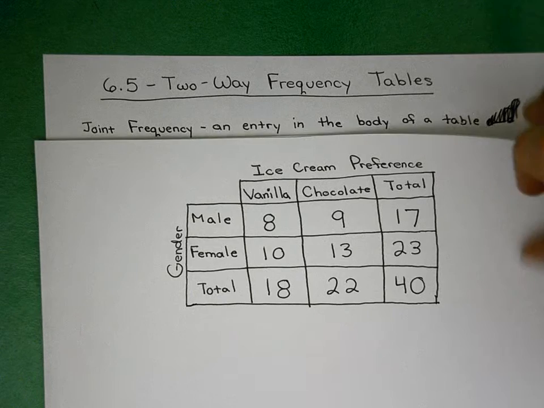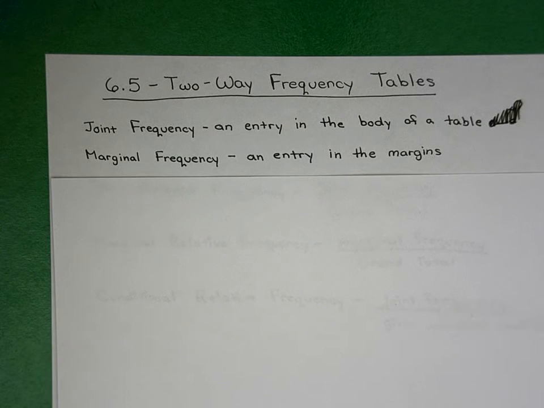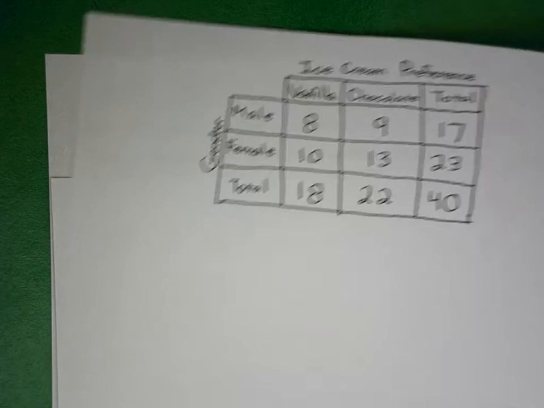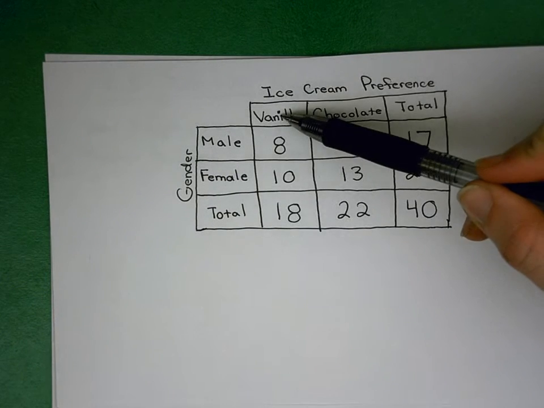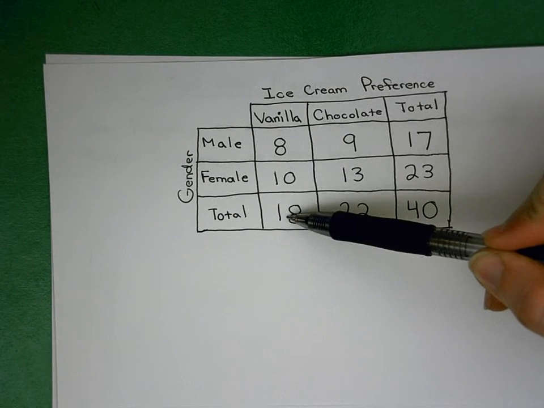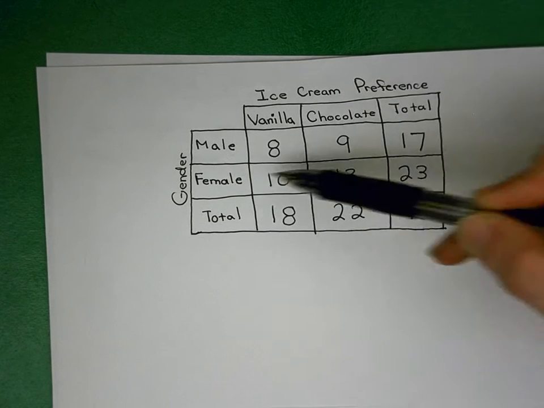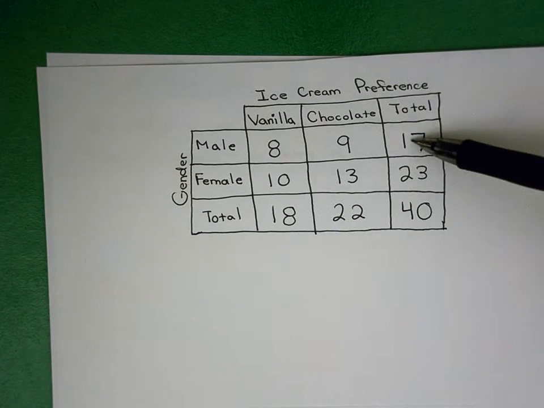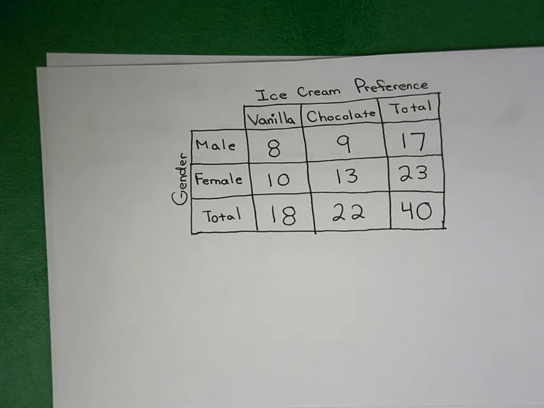And the other vocabulary word is marginal frequency, which is an entry in the margins, an entry in the total rows and total columns. So in this case, we have marginal vanilla. Here's vanilla. Marginal on the outside would be 18. Marginal chocolate would be 22. Marginal male would be 17. Marginal female would be 23. And then again, 40 is called our grand total.